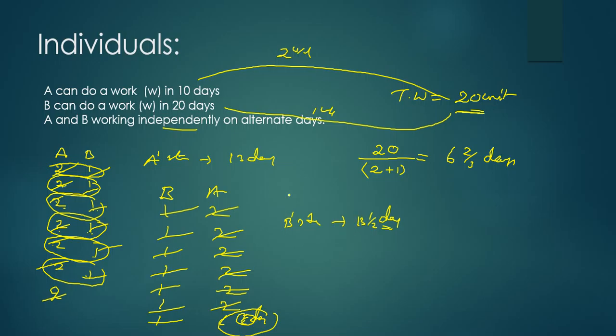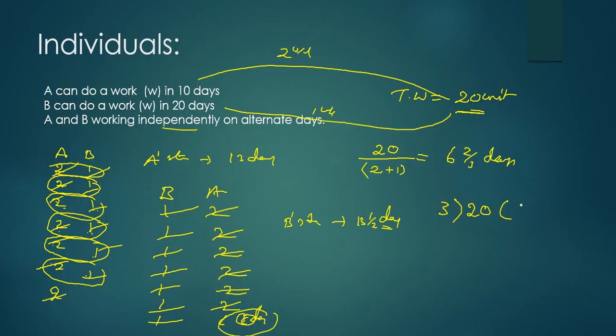But we have to know who started the work. Then only we can give the exact answer. Okay, now how can we solve this question in a logical way? See here, take total work as 20 units. Together they are doing how many units? 3 units. Divide total work by the work done per day if they work together.